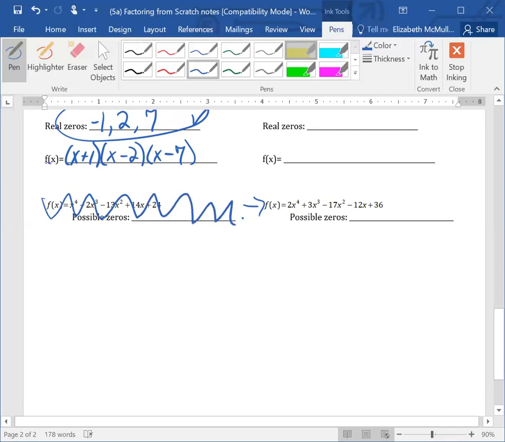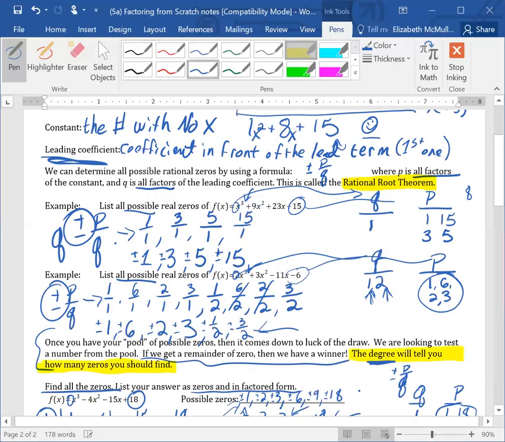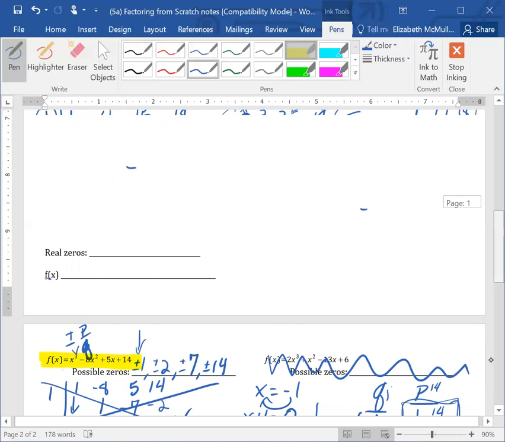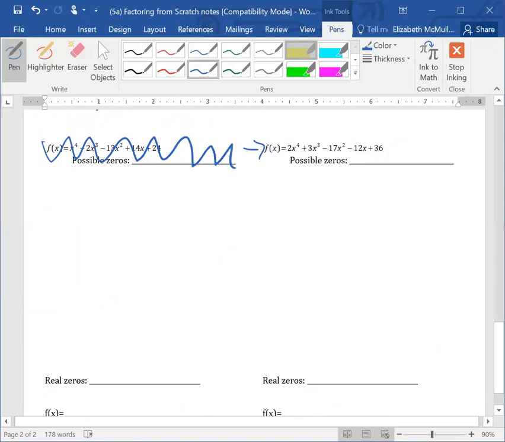All right, so possible zeros. First thing we need to do is list all of our possible P's and Q's, if I can keep my page from jumping on me. There we go. All the possible P's and Q's. I'm going to keep writing this the same way I have been. Q and P.